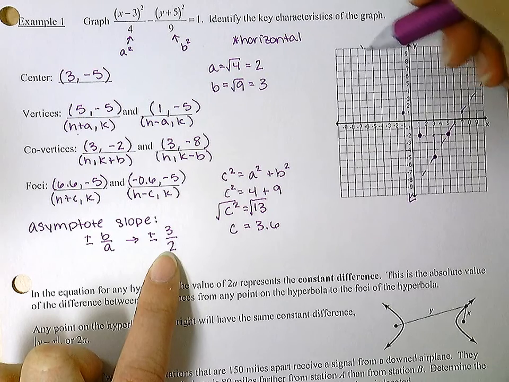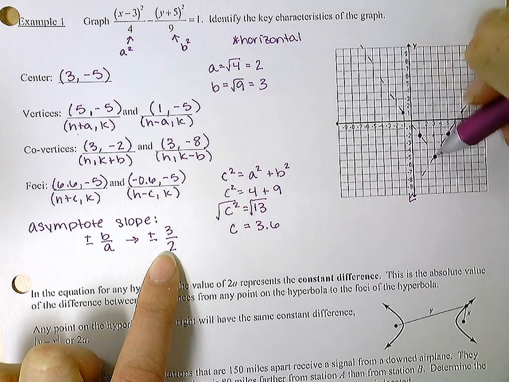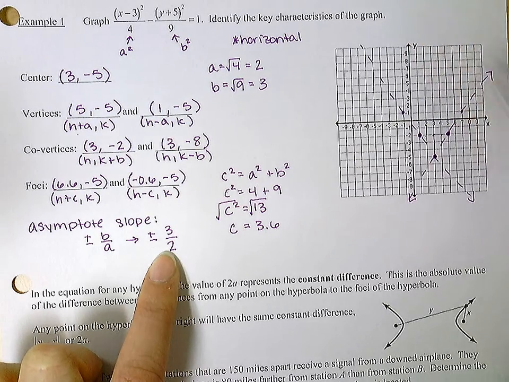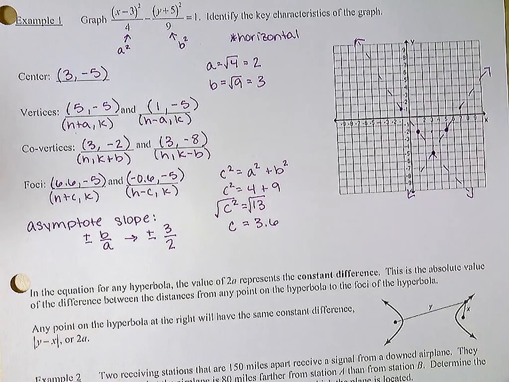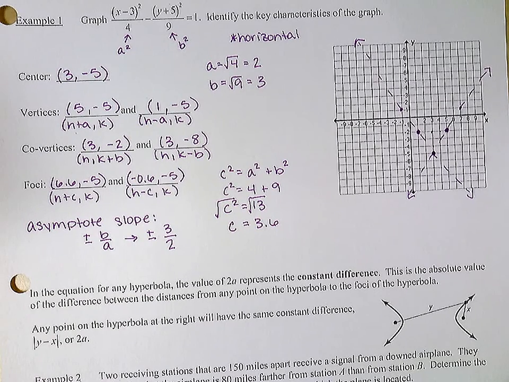So it's kind of coming in this way right here. And again, I draw those in as dashed lines. So these are your asymptotes. It makes it a little bit easier to graph your hyperbola if you know that slope. Questions so far?